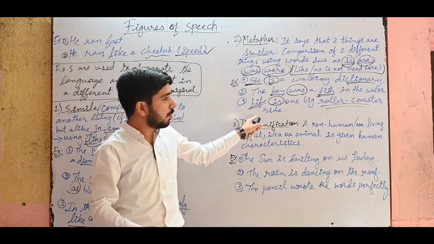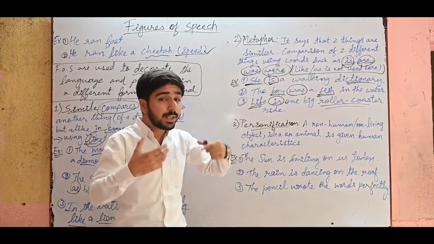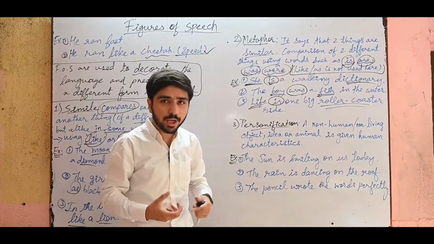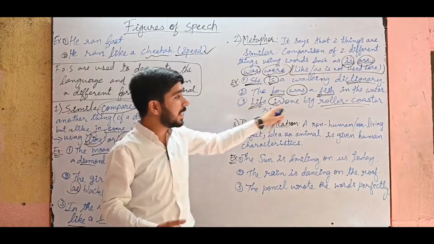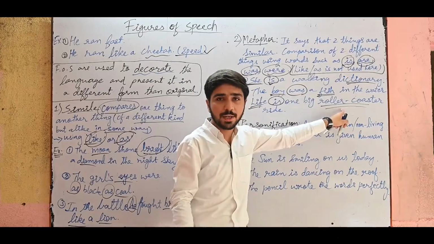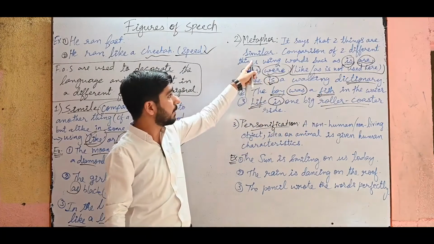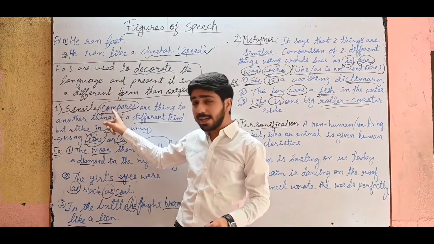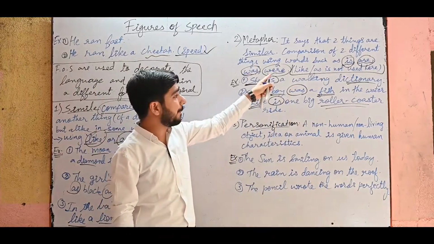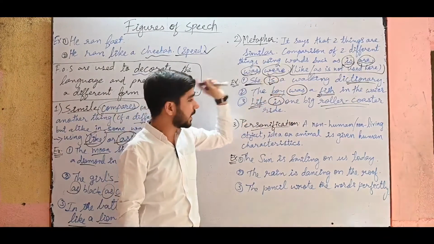So in life also, God gives us ups and downs, but it is up to us whether to scream or to enjoy the life. So here life is indirectly compared to a roller coaster ride. Now I hope you understood what a metaphor is. Simile is a direct comparison, metaphor is an indirect comparison between two objects.